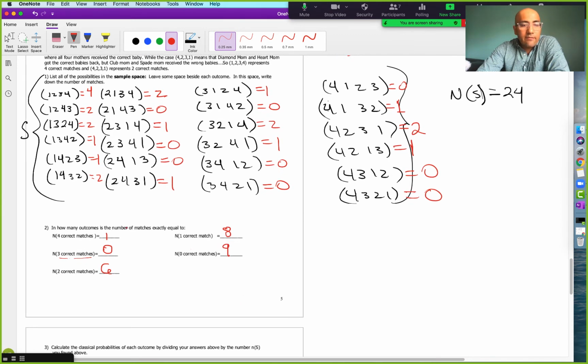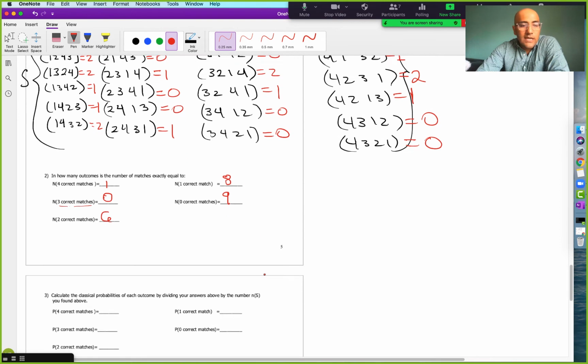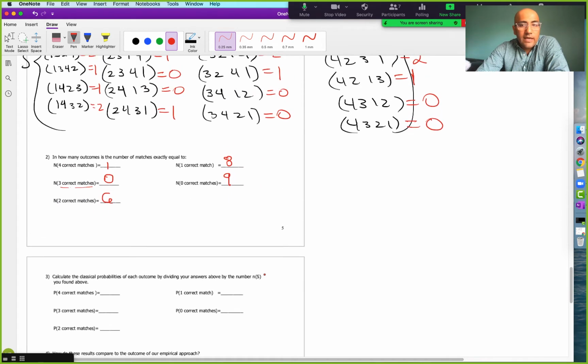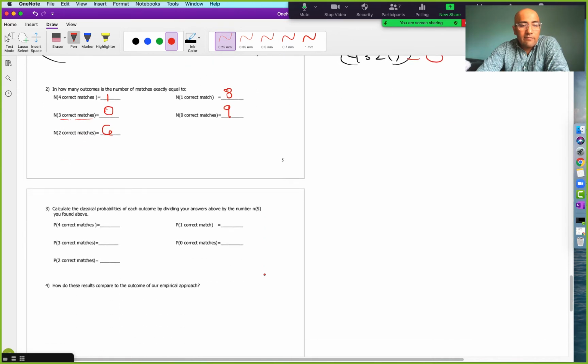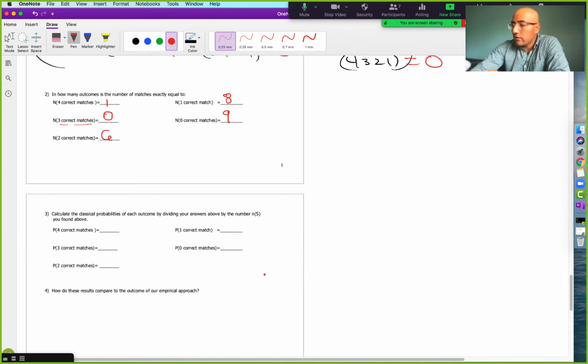Okay, so now that we have the exact number of ways that these events can occur, we're ready to come up with probabilities. Remember that n of S is 24. Each of these probabilities is going to be a fraction: the number of ways it can happen out of 24. The probability that we get 4 correct matches is 1 out of 24, because there's only one way that can happen out of 24 possible outcomes.